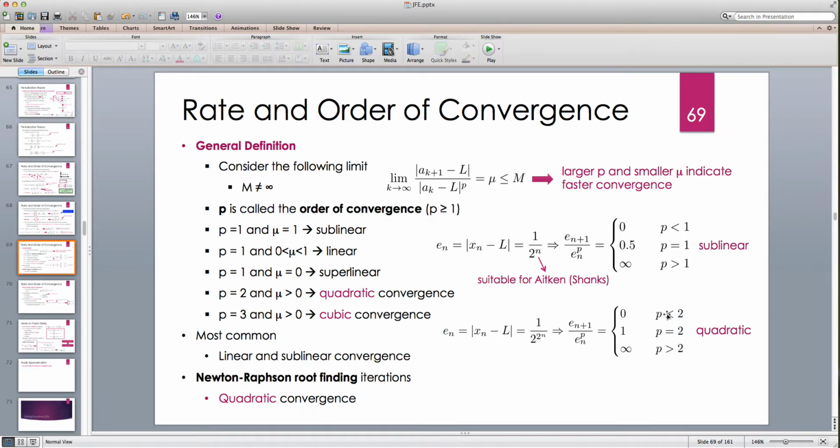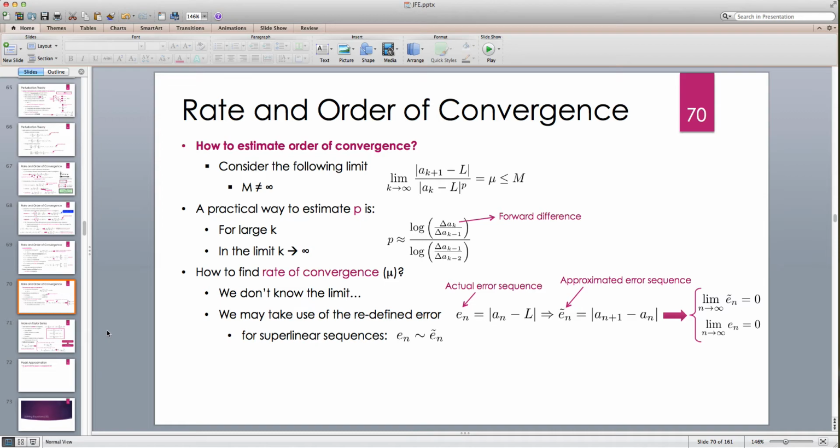Quadratic means for p less than 2, this limit should be 0, which is true, so it's definitely superlinear. And then for p exactly 2, we get some positive number. Doesn't matter if it's 1, less than 1, or greater than 1. It's quadratic, so this has a faster convergence than this one. All right.